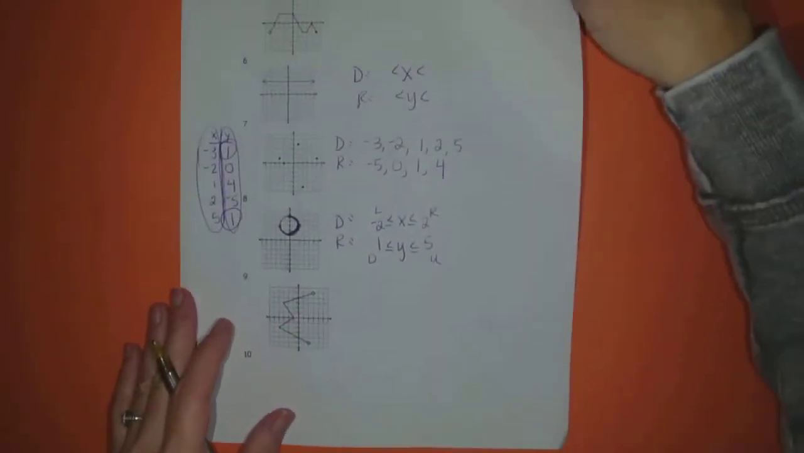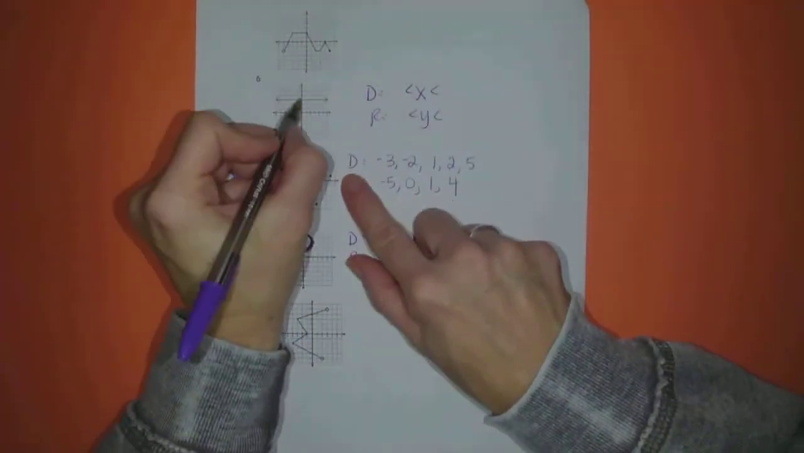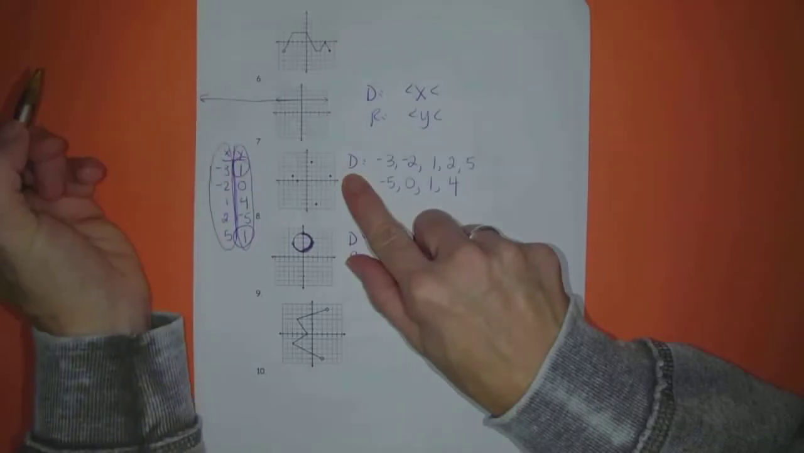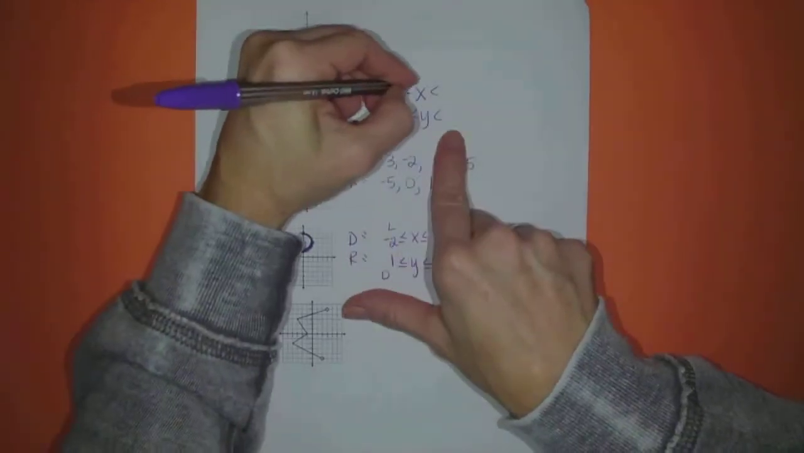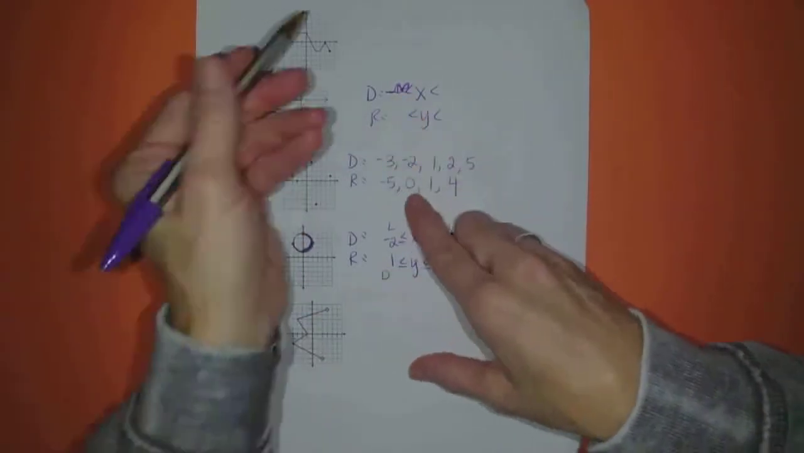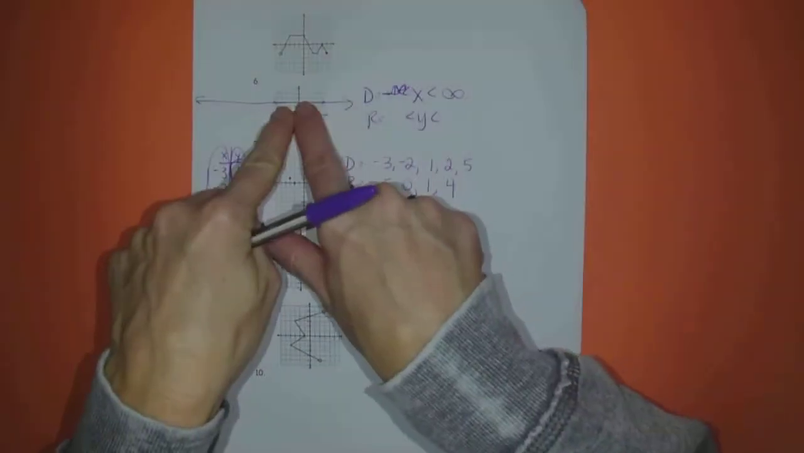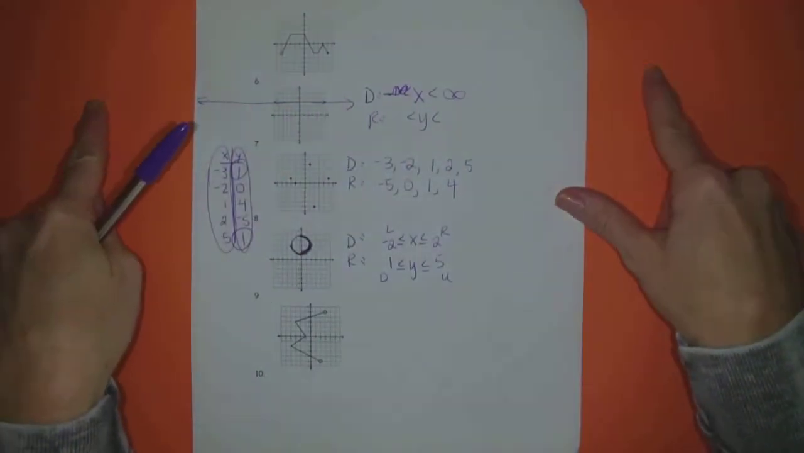Okay, back to the horizontal line. Here we are. Okay, so where's the domain? Well, let's look at this horizontal line. How far left does it go? Forever. Negative infinity. Whoa, negative infinity. Sorry about that one. And how far right does it go? Positive infinity. The arrows indicate forever, both directions.